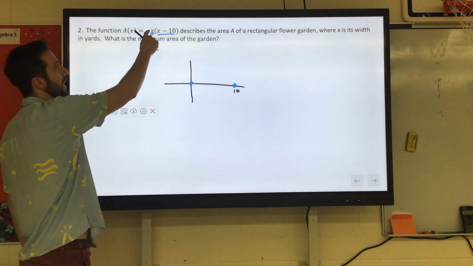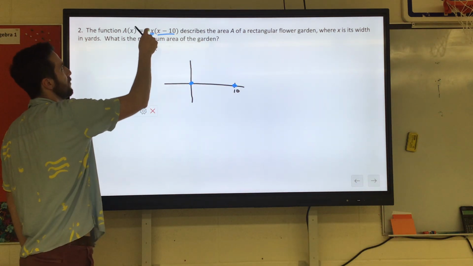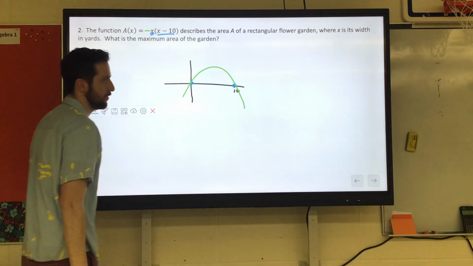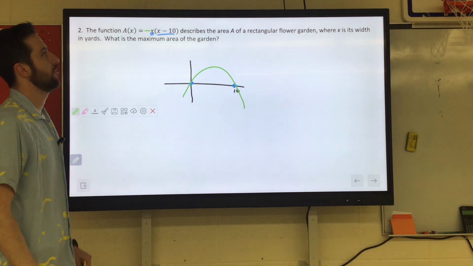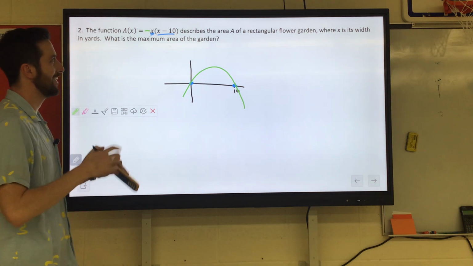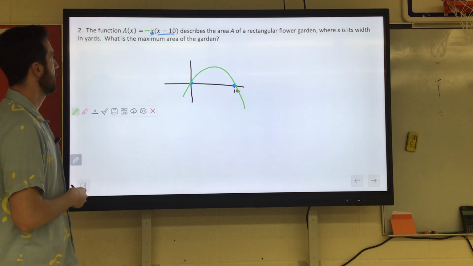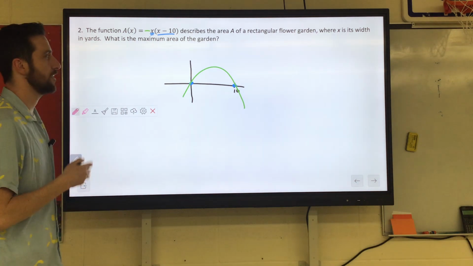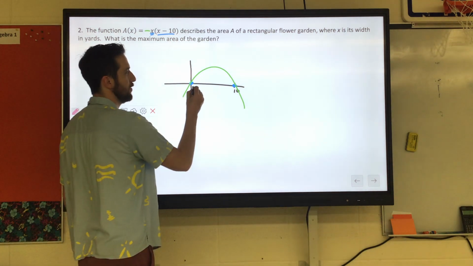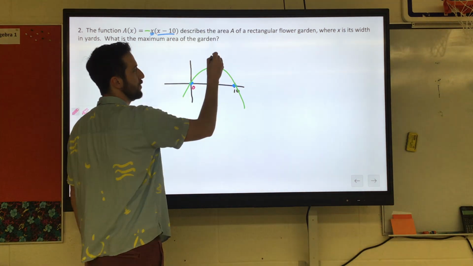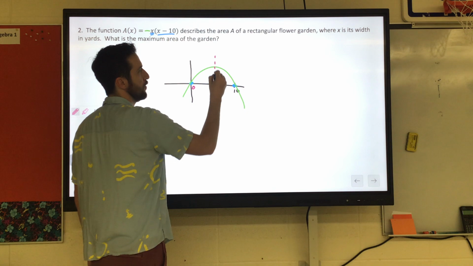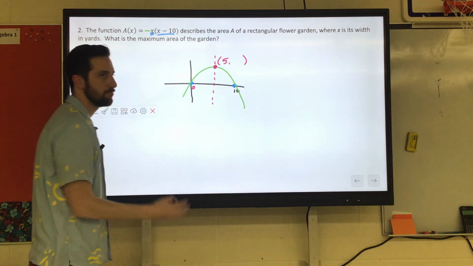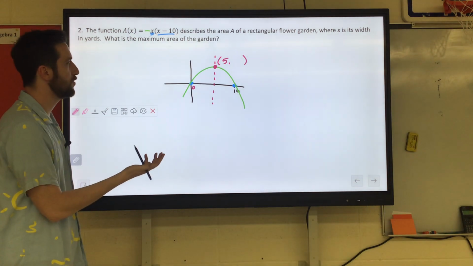Other thing I notice is a out in front is negative, meaning this would be an upside down parabola if it was graphed. Now it says, what is the maximum area? So that's going to happen at the vertex. Now if this is 0 and this is 10, the vertex is always right in the middle of those intercepts. So right in the middle of 0 and 10 would be 5. That's our x. We can just substitute it in now.